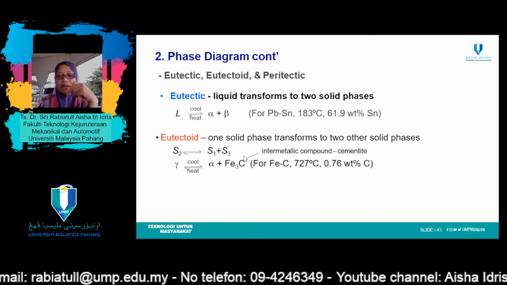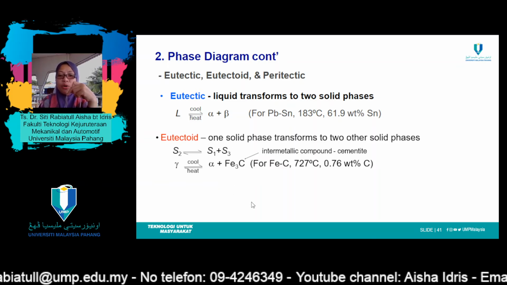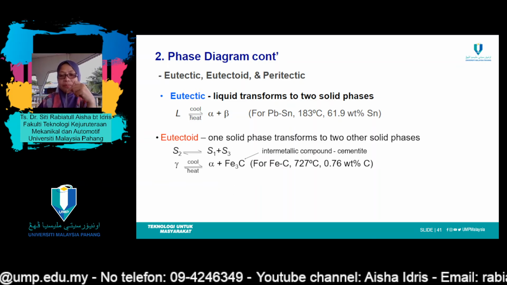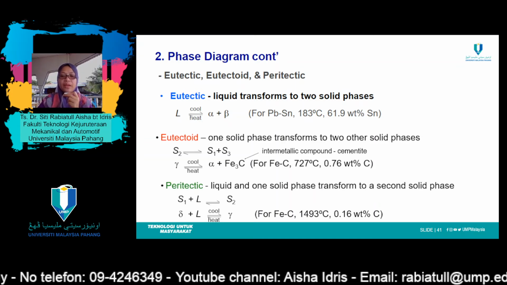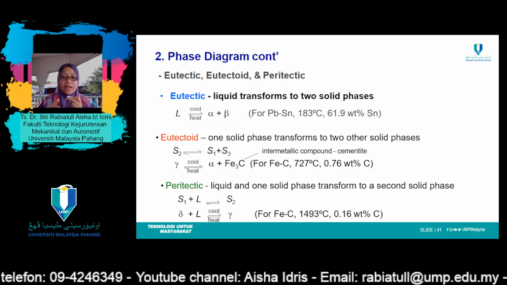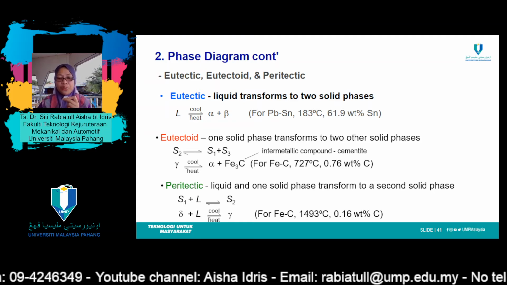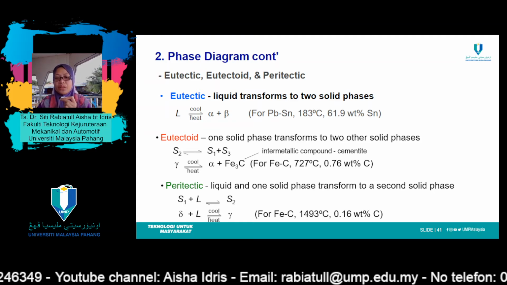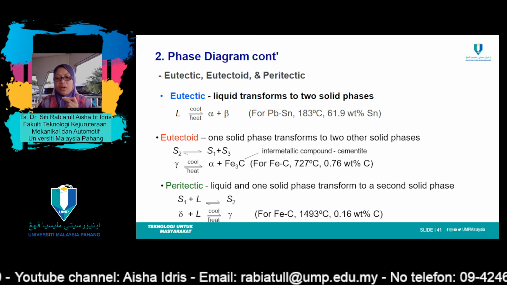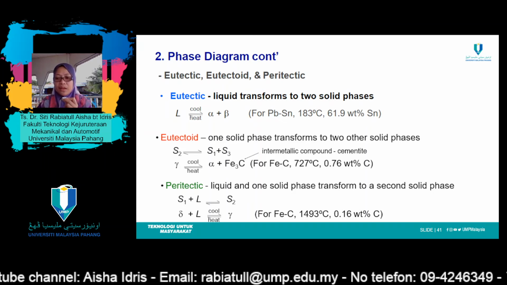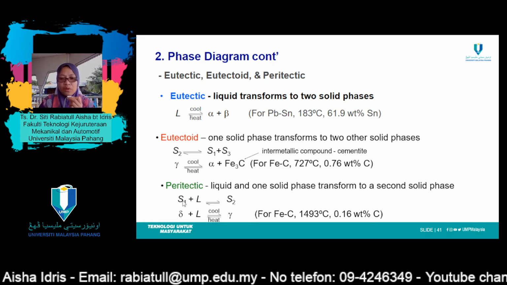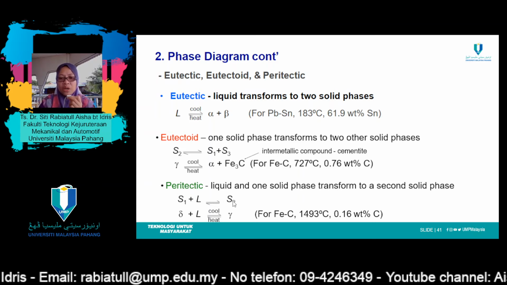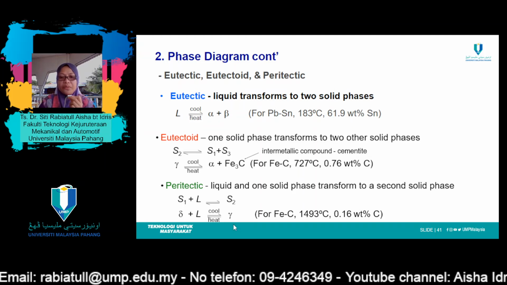Well, cementite is actually an intermetallic compound for that phase diagram. And other than that, we may also find a peritectic. Peritectic represents a liquid and one solid phase transforming to a second solid phase. First solid plus liquid transform into a second solid phase.